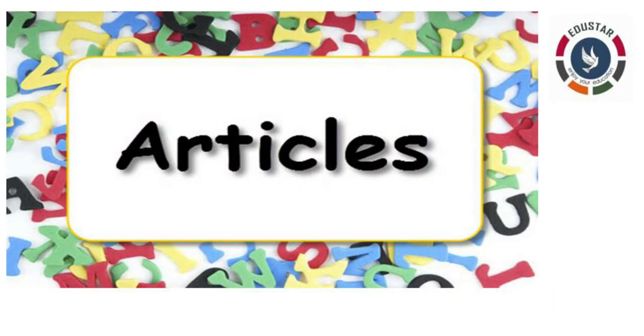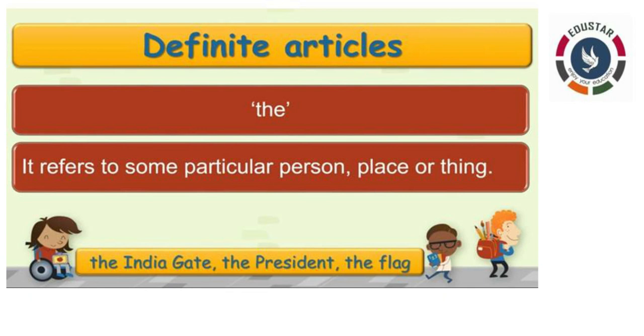So are you ready? Let's start with part 2. Can we? The is the definite article. The is called a definite article because it refers to some particular person, place or thing. Like the India Gate, the President, the flag. Here, the is used before India Gate, President and flag because they refer to a particular person, the President, a particular thing, the flag, a particular place, the India Gate.